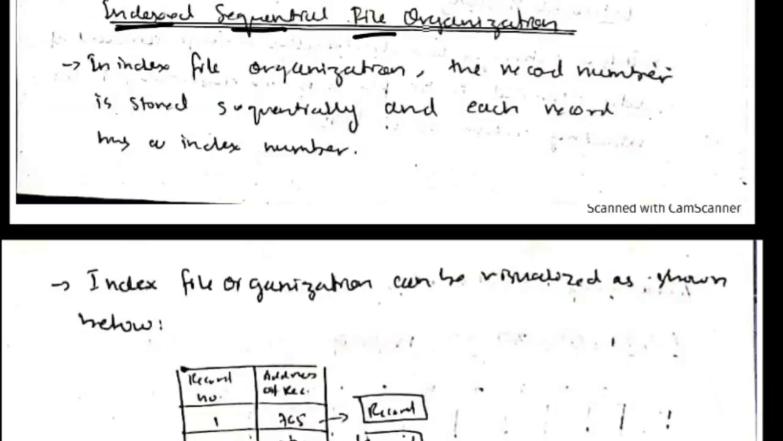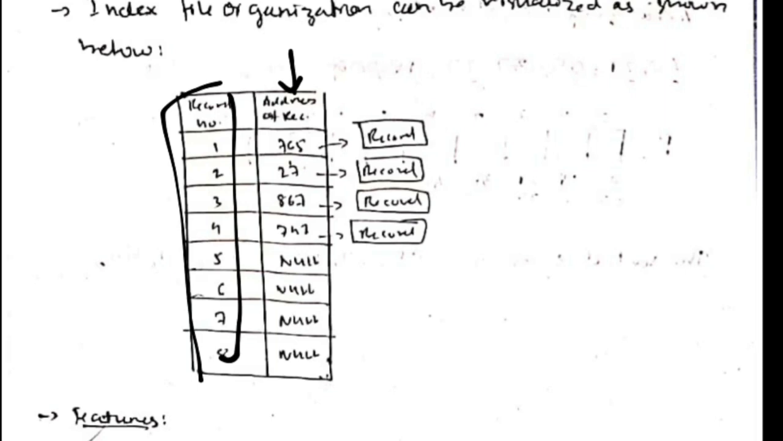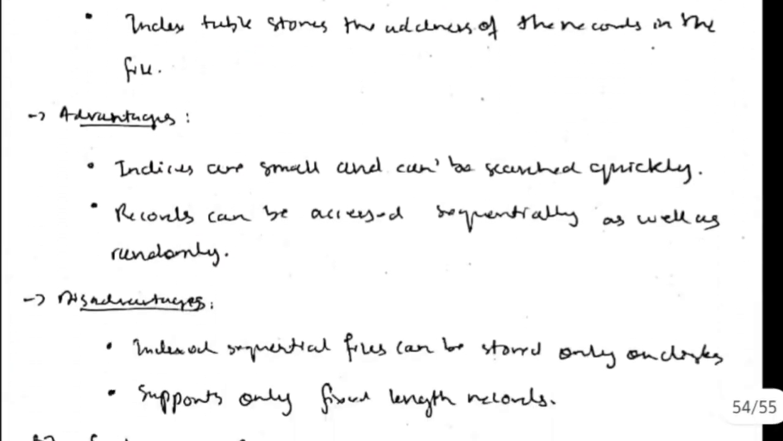In index sequential file organization we have the index values here, which is for the record number, and the address of the record will be stored here. So it's faster to access the record values and everything will be organized, so the access is easier.